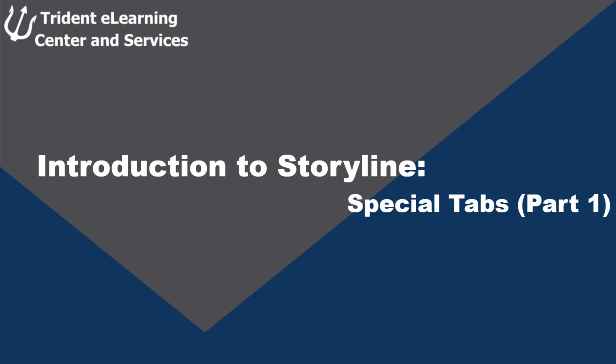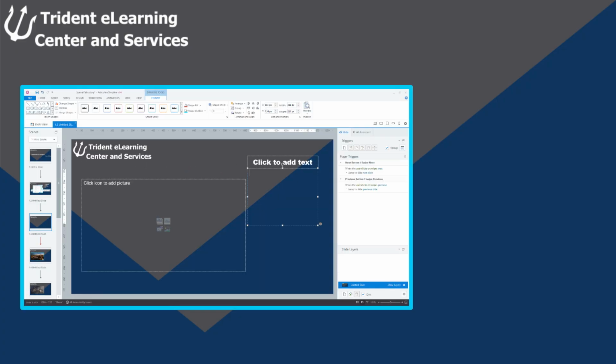You may have noticed that sometimes tabs will appear at the end of the ribbon when you select an object on the slide. These tabs are inherent to the type of object you select and will only appear when you select them. In this week's video, we'll discuss some of these special tabs and what you'll find. Let's get started. The first special tab we are going to look at is the Drawing Tools tab.